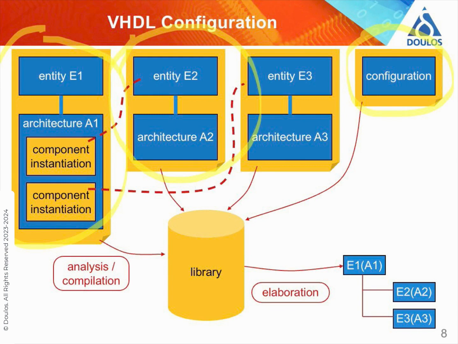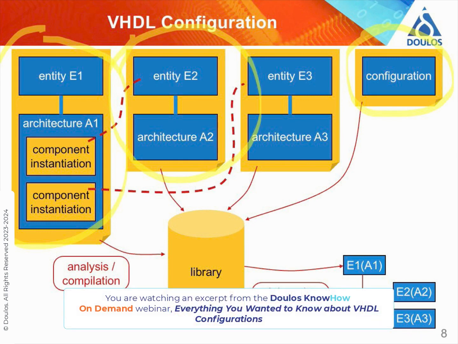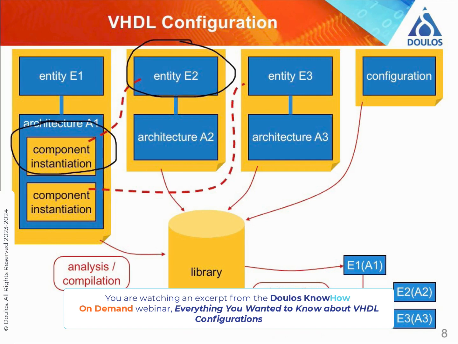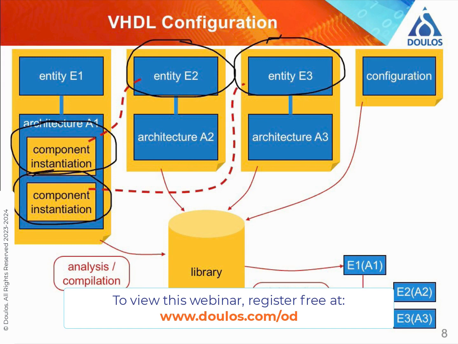For that reason, the configuration has to be compiled last, because it needs to have a bird's eye view of everything that's gone before it. Once the configuration in this case has decided that this entity is to be plugged into this component instantiation and this one into this one, then the design can be elaborated. Elaboration is the process of creating a static model, if you like, ready to go, whether that's ready for simulation or for synthesis.